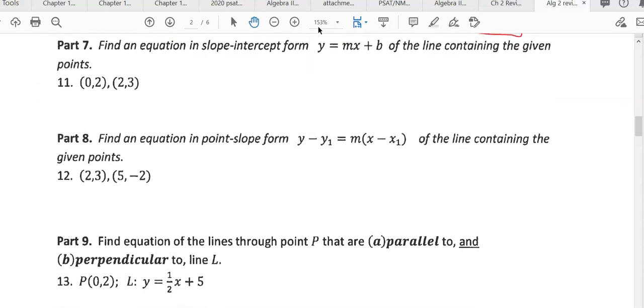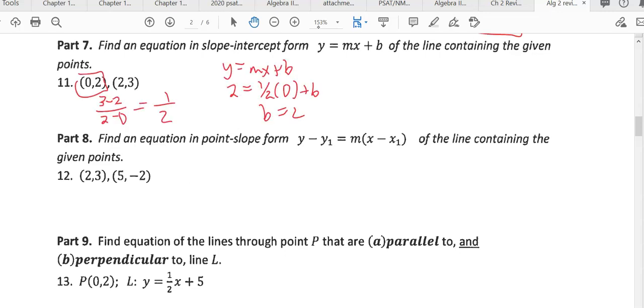Now the slope-intercept form of the line containing these points. Okay, so this will be 3 minus 2 over 2 minus 0, which is a slope of 1/2. Y equals mx plus b. So I'm going to choose one of the points, this one. So y is 2 equals 1/2 times 0 plus b. Well, that's easy to solve. b equals 2. So my equation is y equals 1/2 is the slope, that's my slope, times x plus 2, which is your y-intercept.